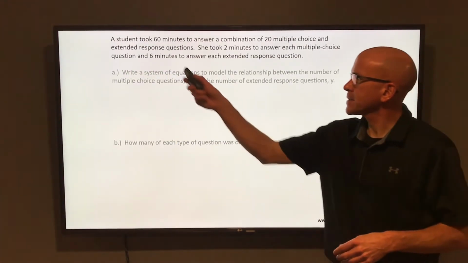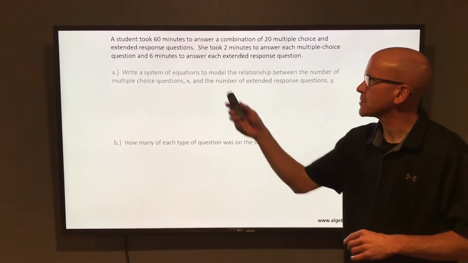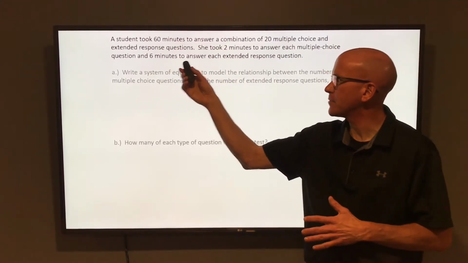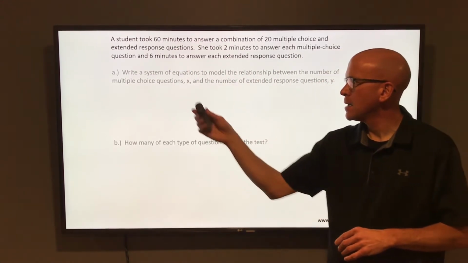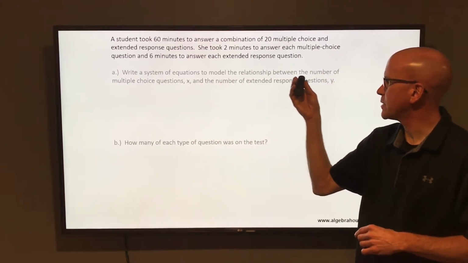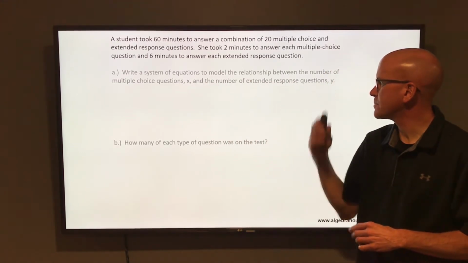A student took 60 minutes to answer a combination of 20 multiple choice and extended response questions. She took 2 minutes to answer each multiple choice question and 6 minutes to answer each extended response question. Need to do two things here. Need to write a system of equations to model the relationship between the number of multiple choice questions x and the number of extended response questions y.